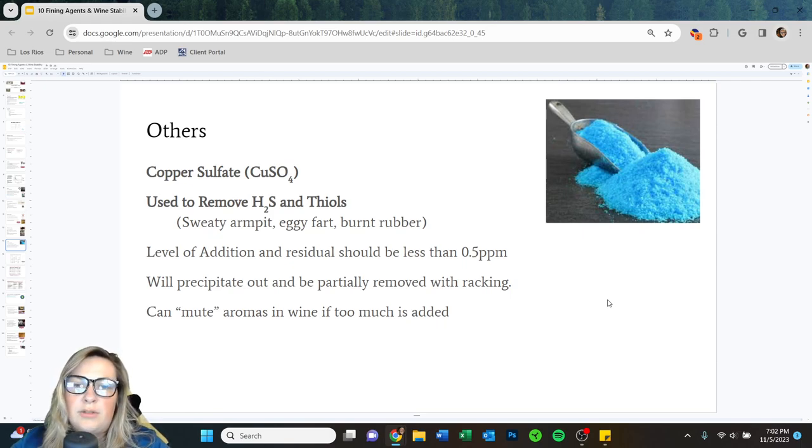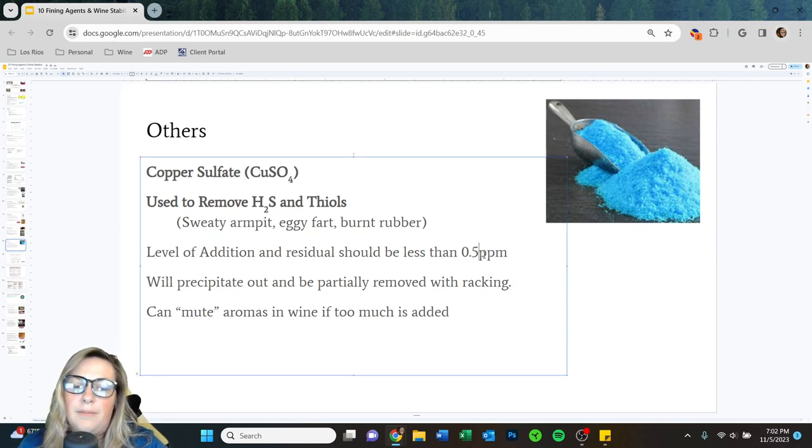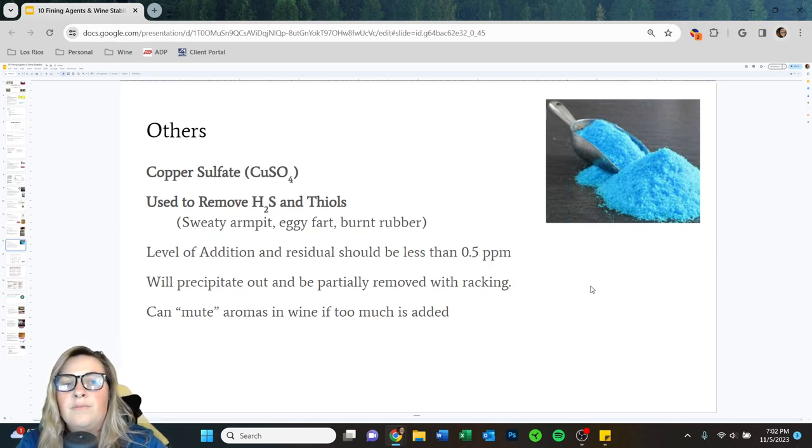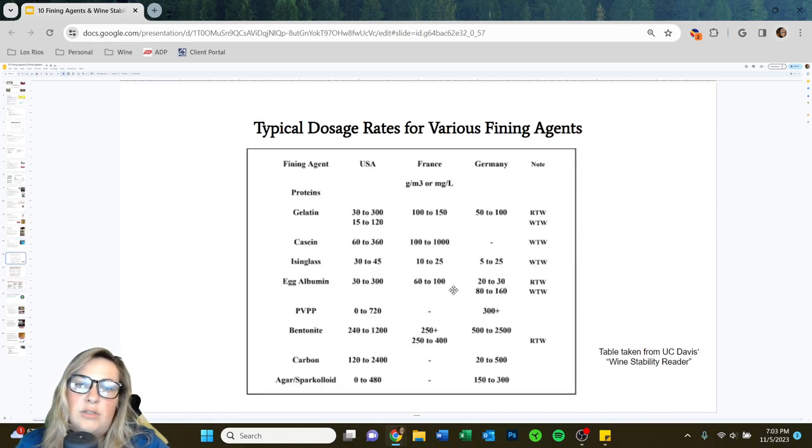It's also really important to know that the level of addition and residual should be less than half a part per million, so 0.5 ppm. This is the legal dose. It's just for the safety of the public. We don't want anyone consuming it. It's also important that you don't taste or consume the wine within 48 hours of adding copper sulfate, because it needs to react and precipitate out of solution, or you could be consuming higher levels than you should be.